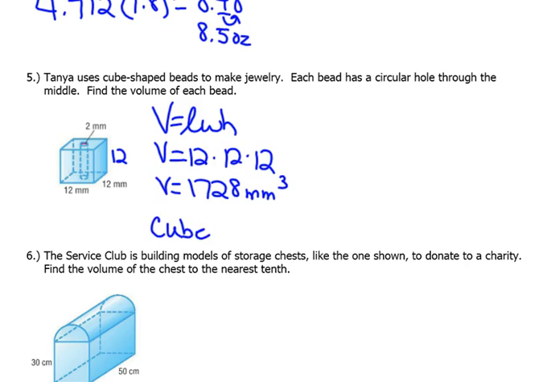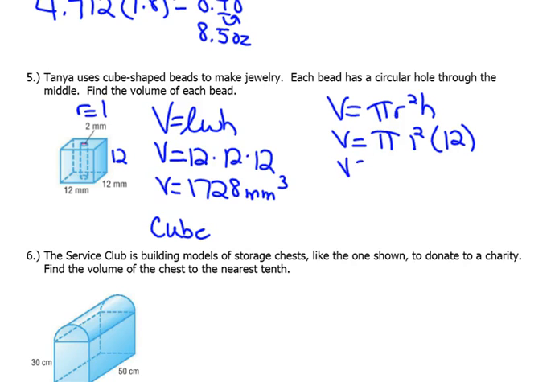Now, think about a bead. You've seen these. So now we have this hole through it. This diameter here is 2, which means my radius has to be 1. So now I'm going to find the volume of the cylinder, pi r squared h. My radius is 1, and my height is still 12, because it goes all the way through. So pi times 1 squared times 12 gives me 37.7. I'm rounding to the nearest tenth again.